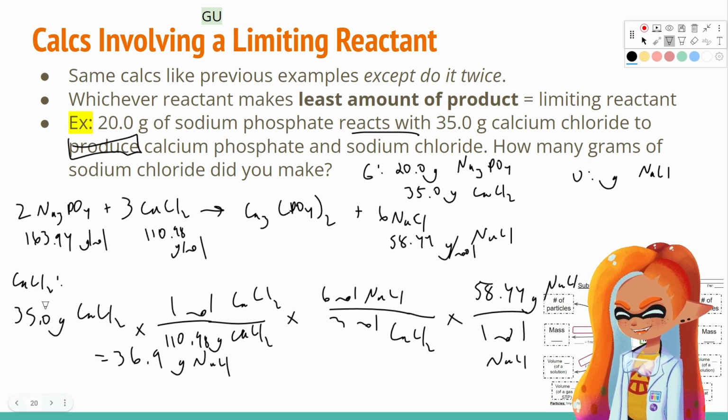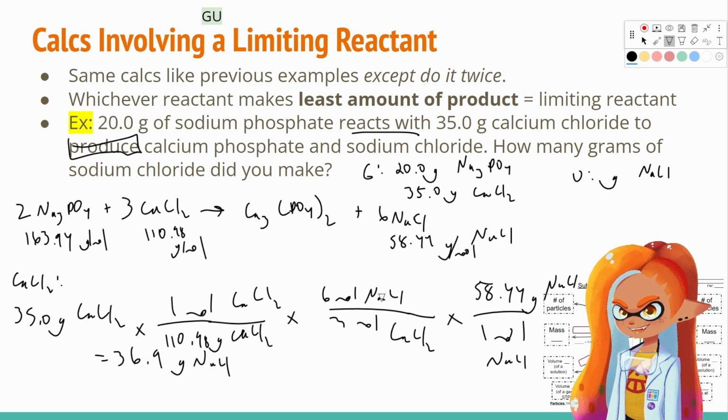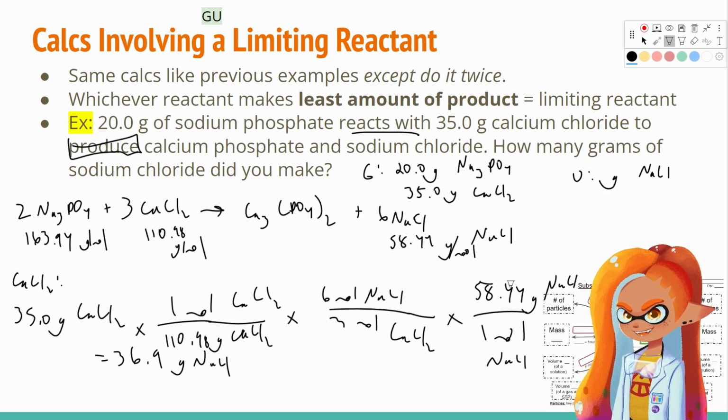And then I would do the exact same math, except I would do it for Na3PO4. So I would have 20 grams of Na3PO4 here. I'd have the molar mass of that, which is 163.94. I would use the mole ratio, except instead of 3 moles of CaCl2, I would use the 2 moles of Na3PO4 here on the bottom, and then this part would remain the same.